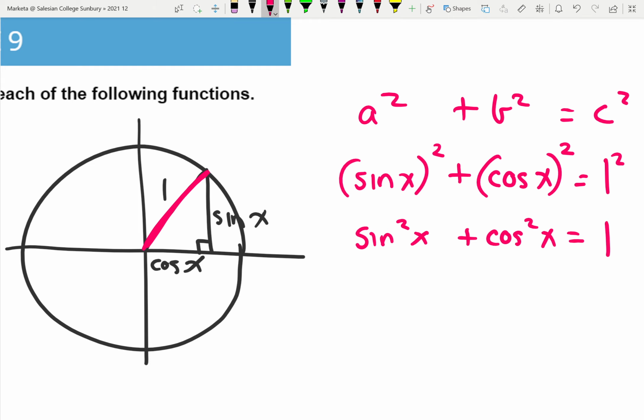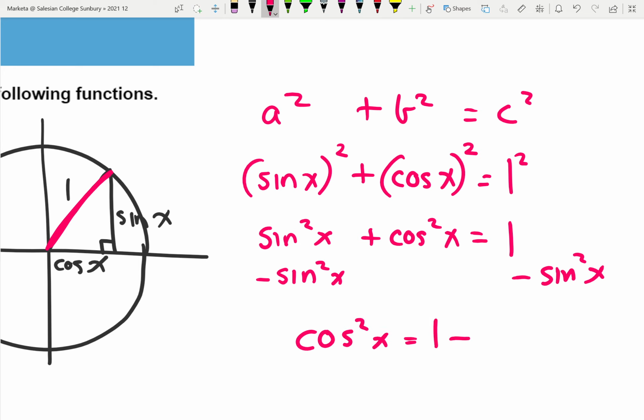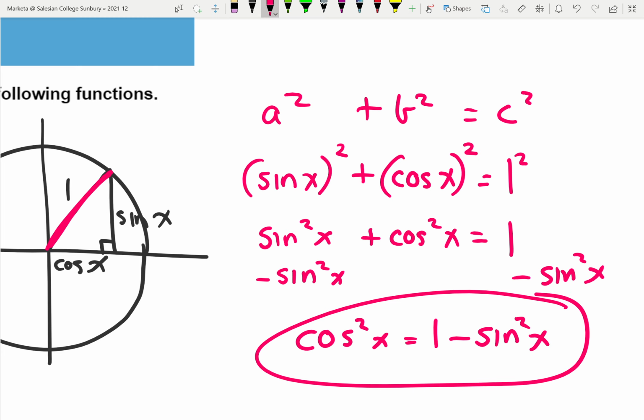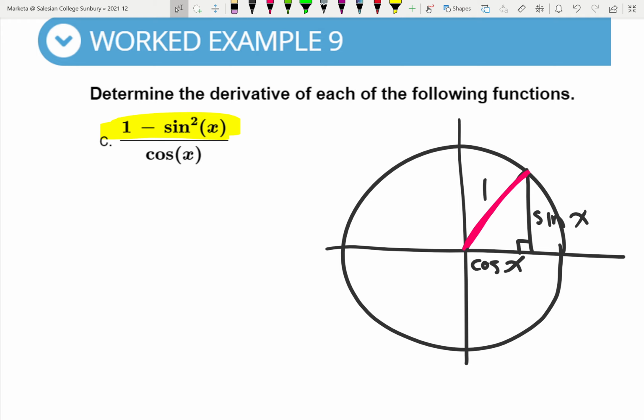So what that means is that, well, 1 minus sine squared x, if I minus sine squared x on both sides, I'm going to get cos squared x equals 1 minus sine squared x. And in fact, that 1 minus sine squared x is what we have in the top. So this is just a fancy way of writing cos squared x.